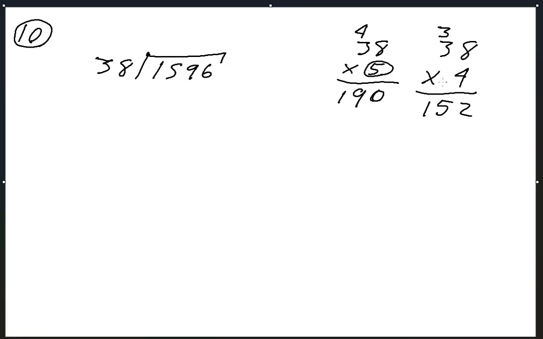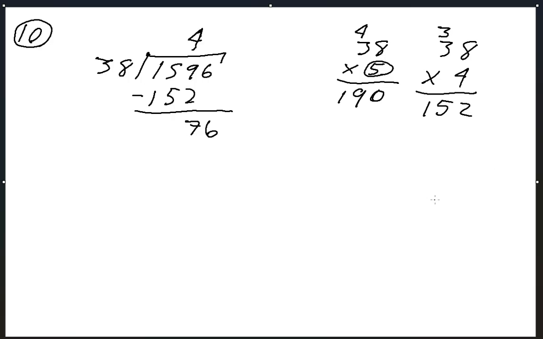So what do we do? We put the 4 up here on top of the 9, because we used these 3 digits, and then we're going to put 152 down here. And then we're going to subtract. Okay, 6 minus 0 equals 6. And 9 minus 2 equals 7. 15 minus 15 equals 0. So I'm not even going to bother putting anything there. Okay, now we have a 76. So we have to ask ourselves again, how many times does 38 go into 76?